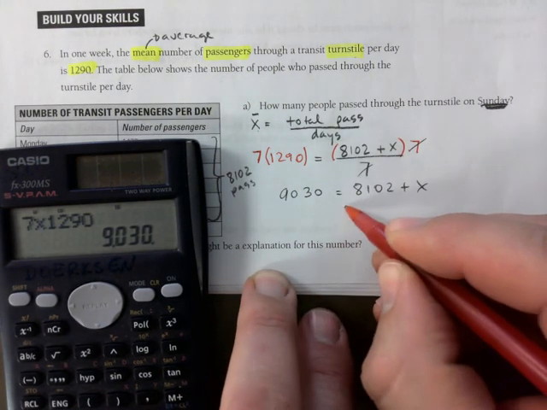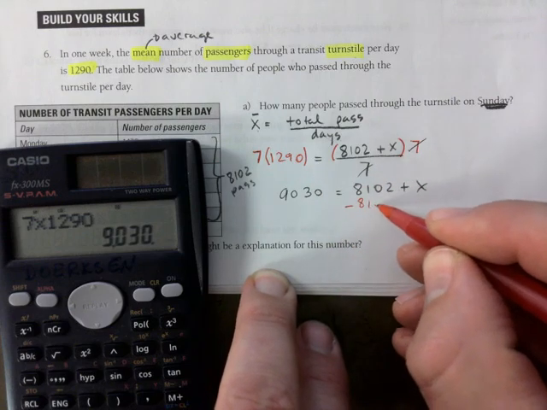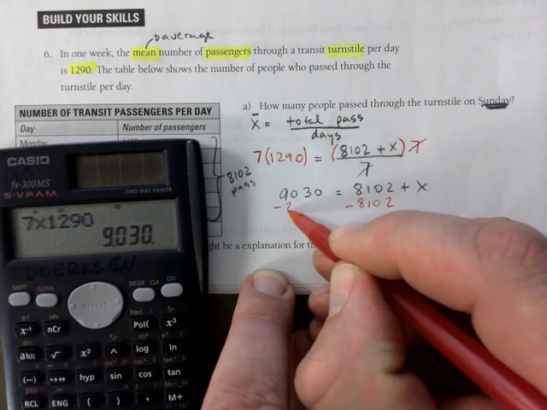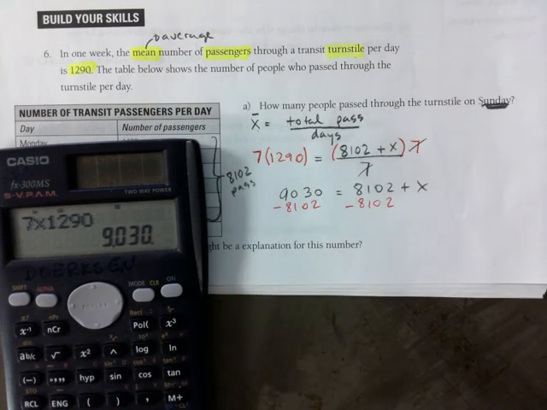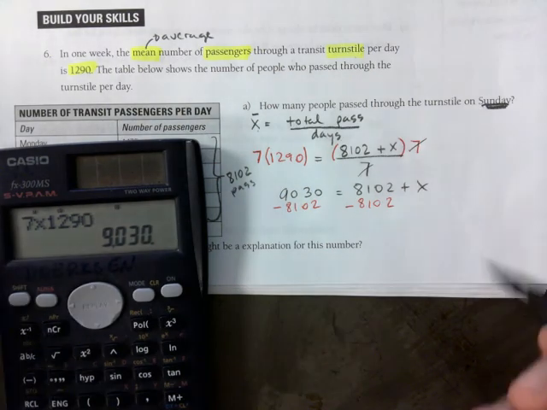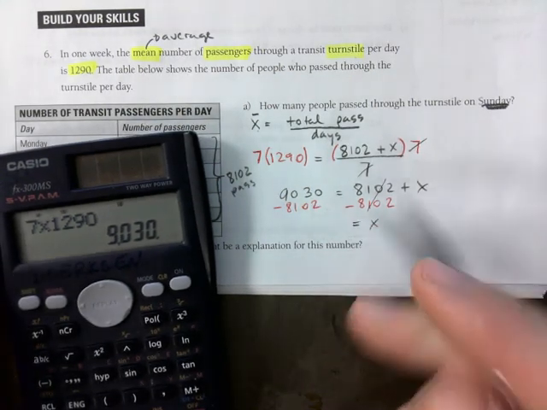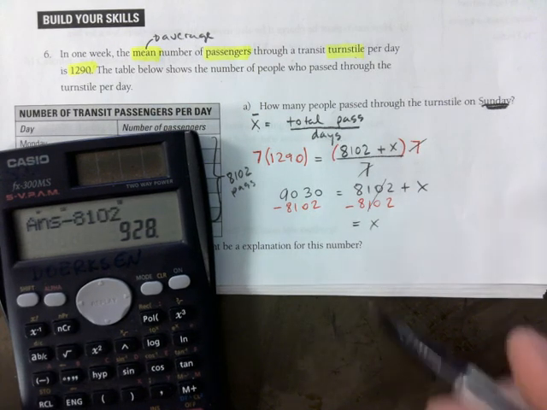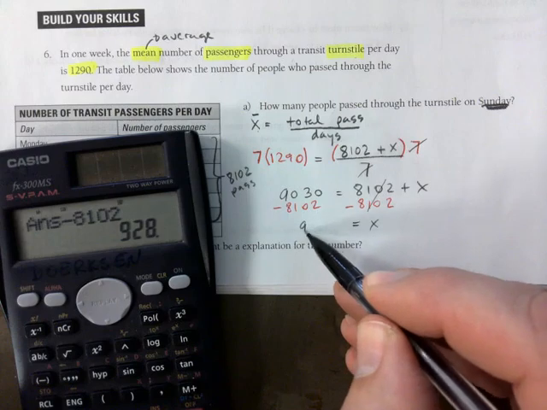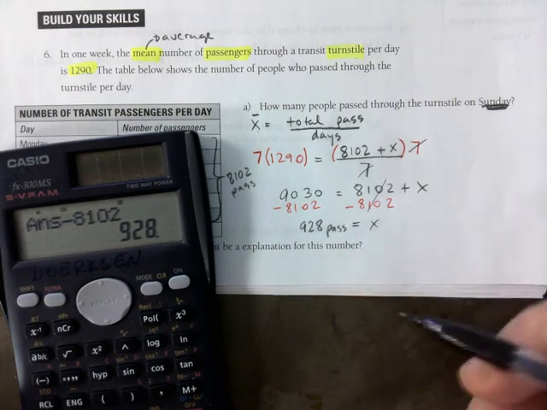So you subtract both sides. It's multiplying and then subtracting. I can guarantee you that part. You just have to set it up right. This cancels. X is equal to... If you get a negative, go back and try it again. Right? 928 passengers or people, right?